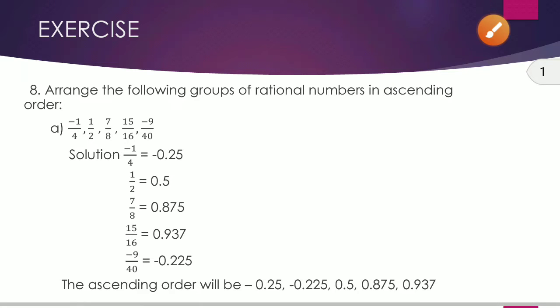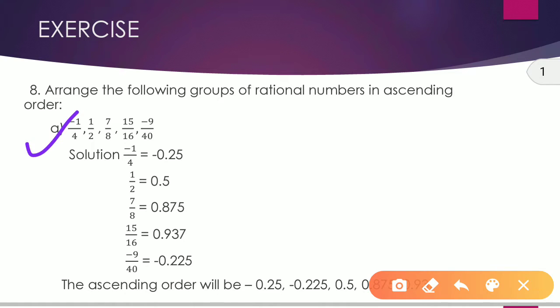Dear students, yesterday we were studying our first exercise. Only two questions were left, so let's start. Question number 8 is: arrange the following groups of rational numbers in ascending order. Ascending order means smaller number to greater number. First we write the smaller number and in the end we write the greater number. So you have to arrange the given rational numbers in ascending order.